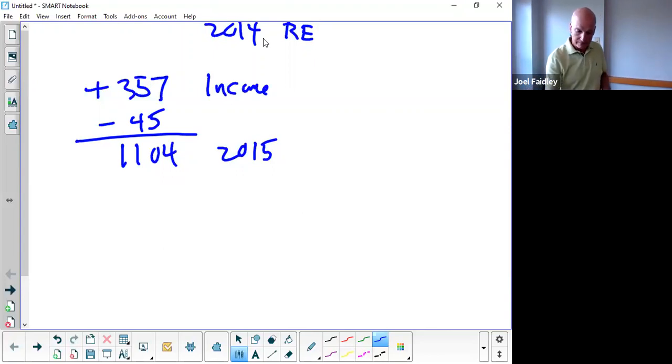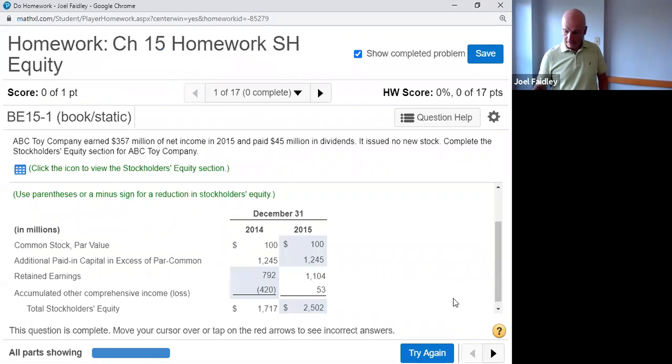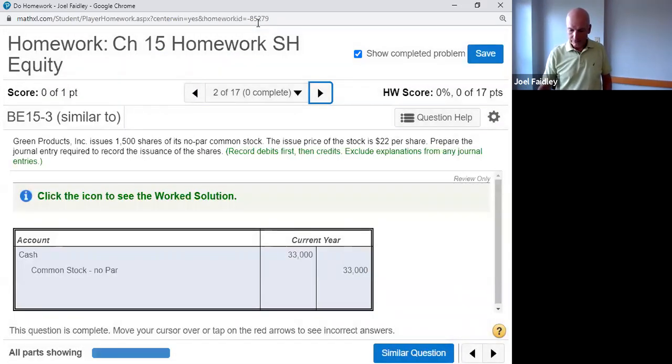So that should be 792. If you're not sure, go in the opposite direction. All right, 792 plus 357 minus 45. So 792, if we go back over here to the exercise, there's my 792. And so that leaves the final number, negative 420, must have been what our OCI was. That's a very straightforward fill in the blank question. All right. I'm going to go fast. That way you can, at your leisure, stop and go back if you need to.